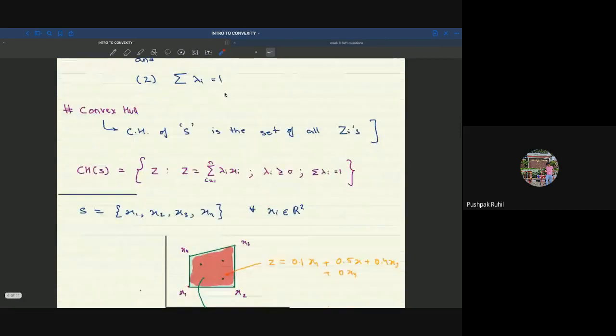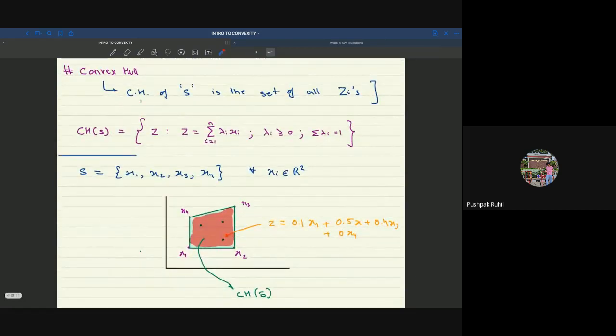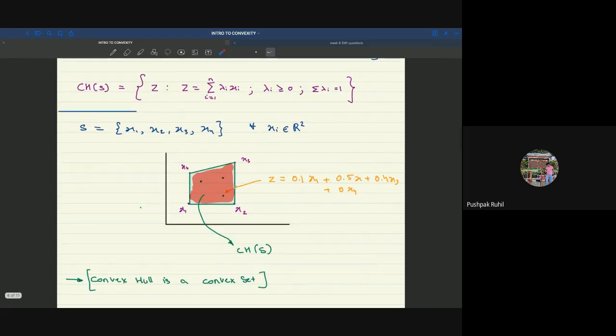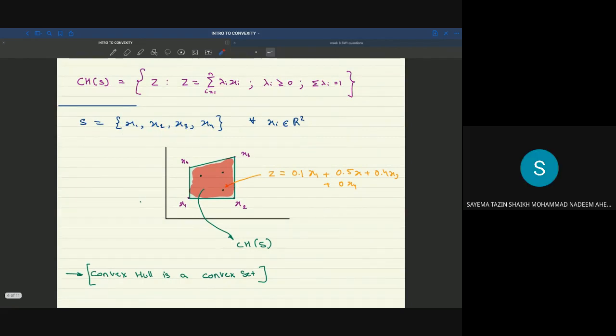So now we use this particular concept to define convex hull. So convex hull of a set S is the set of all Z's. That's the basic intuition. Mathematically, this is the definition that we have. So basically, convex hull of S is simply a set of all Z's such that Z is equal to summation of lambda i xi, and then there are two conditions. Each lambda i needs to be more than equal to 0, and sum of lambda i needs to be equal to 1. So then let's say we have... So convex hull and hull, what is the difference? A convex hull and what?